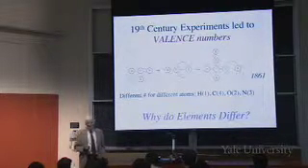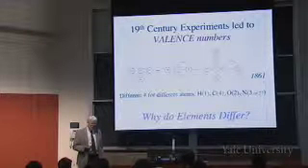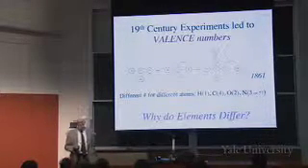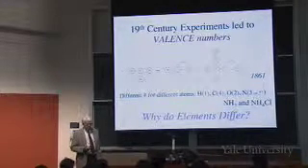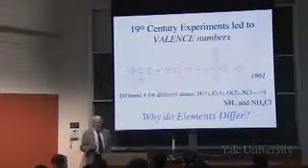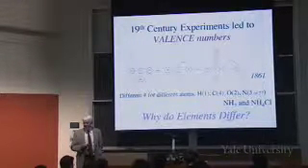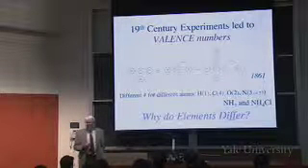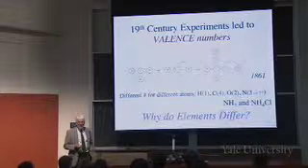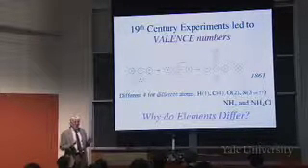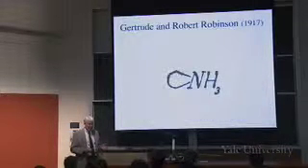Why do the elements differ? Why don't they all have the same valence? And even more complicated, sometimes nitrogen is 3 and sometimes it's 5. For example, you have NH3, but you also have NH4Cl, where there are 5 things associated with the nitrogen. So how do you understand the valence? That was the challenge for people. They had figured out that there was valence, but why? How could you predict the valence of a new element?